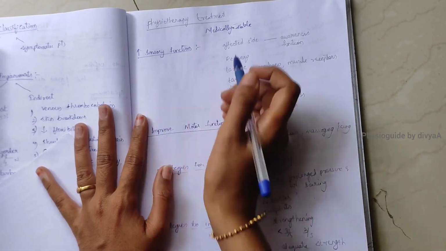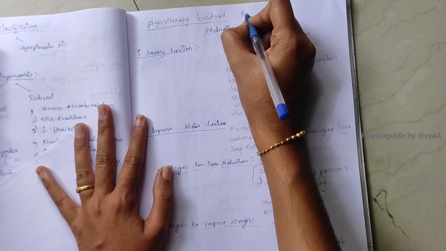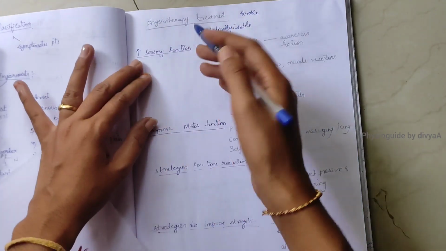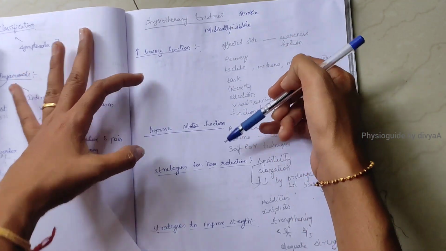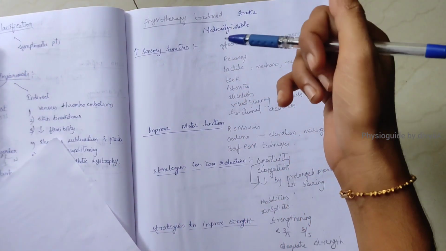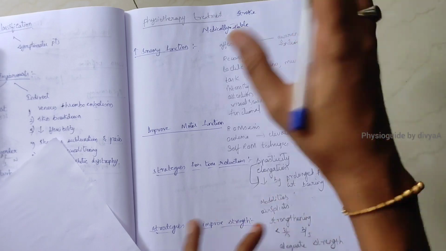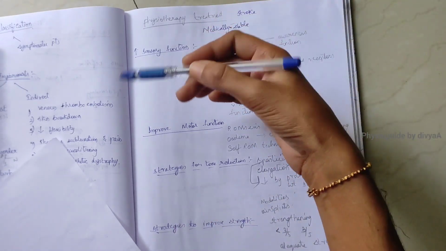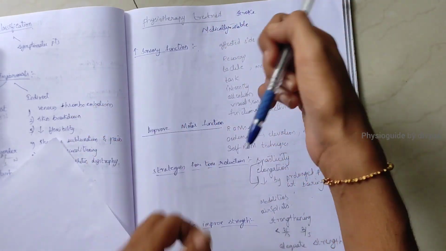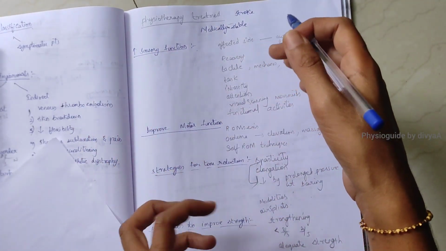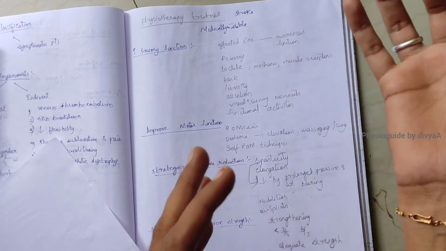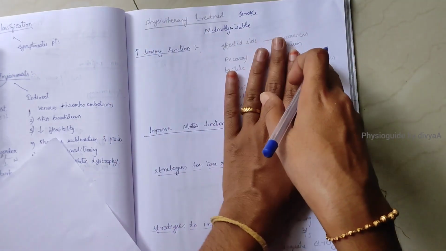Today I am going to teach about physiotherapy treatment in stroke patients. Firstly, we'll see how to improve sensory function, how to improve motor function, strategies for tone reduction, if there is any tone impairment, how to correct that, strategies to improve strength, and balance strategies, and how to control and improve these muscles. These we are going to see in the physiotherapy treatment.